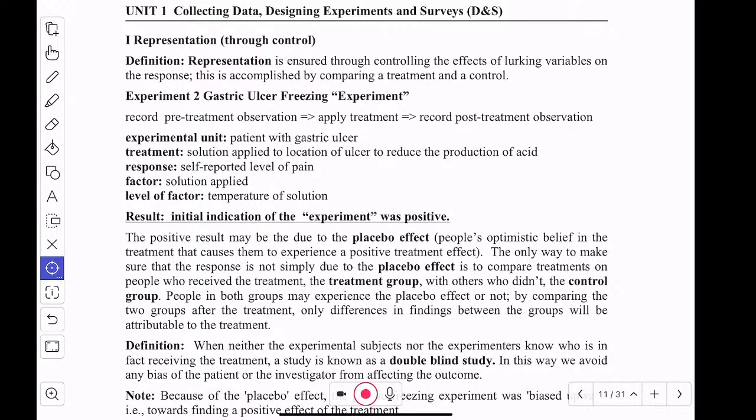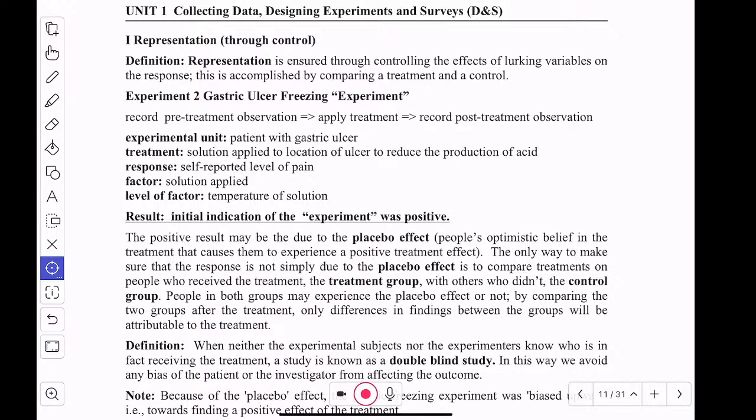So here we have, I'm going to describe this second experiment. The first one was about blood alcohol. I'm going to lay out this type of experiment, and we're going to discuss how good it is as an experiment. We want to investigate a new solution or a treatment for gastric ulcer.